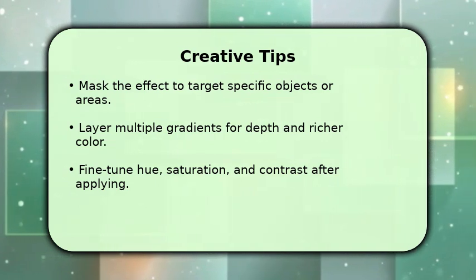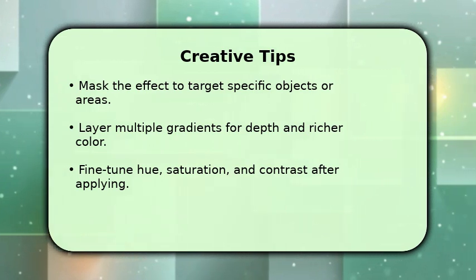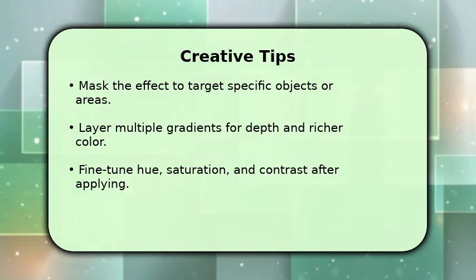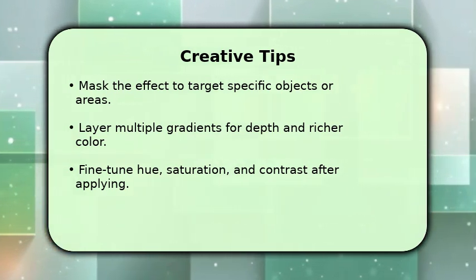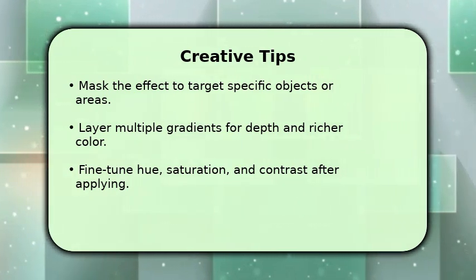Try stacking gradients with varied opacities and blend modes to create depth and subtle color shifts. Use motion blur sparingly on fast moves so the rainbow retains shape without looking smeared. Consider color grading the base clip after placing the effect for cohesive tones.